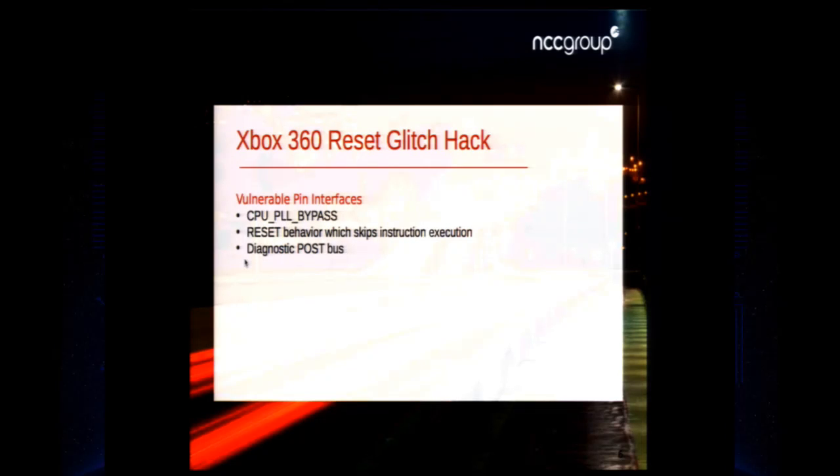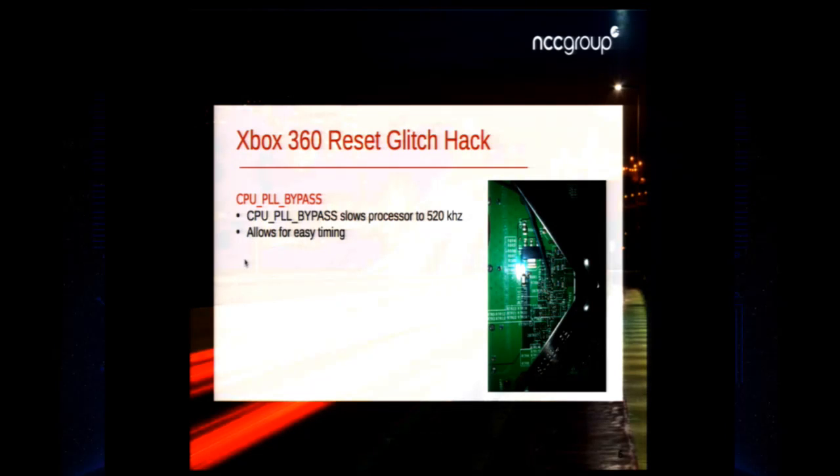So the exploit consists of really three main components, I would say: one, the CPU PLL bypass, two, the reset behavior, and three, the post bus, which emits signals indicating what is being executed within the Xbox 360. The CPU PLL bypass, when asserted, slows down the processor to 520 kilohertz. And this allows for significantly easier timing when we're trying to actually implement the attack on the device.